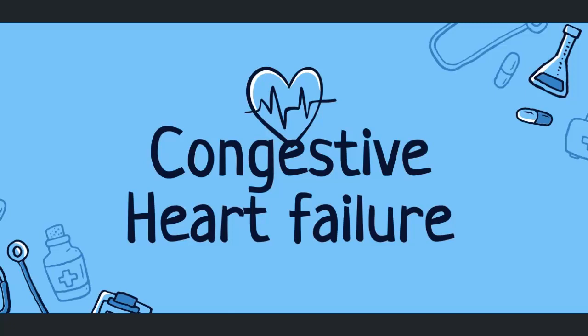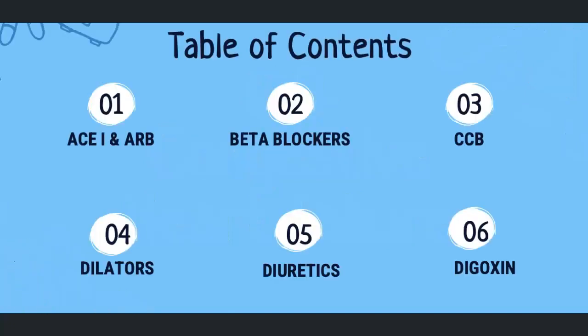Hi guys, so in this video we are going to discuss congestive heart failure, mainly the medications. The medications that are usually used are ACE inhibitors, angiotensin converting enzyme inhibitors, and ARBs, angiotensin receptor blockers, beta blockers, calcium channel blockers, dilators, diuretics, and digoxin.